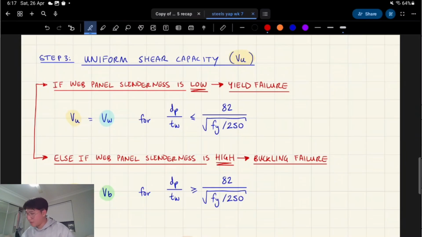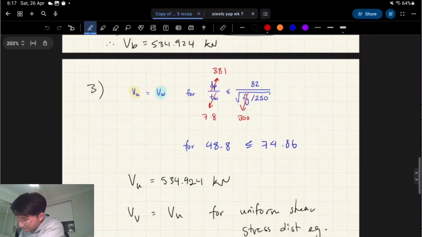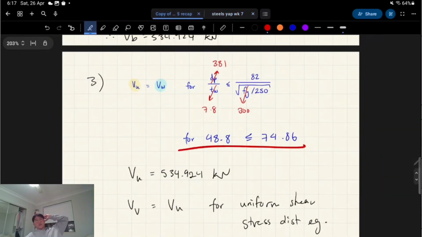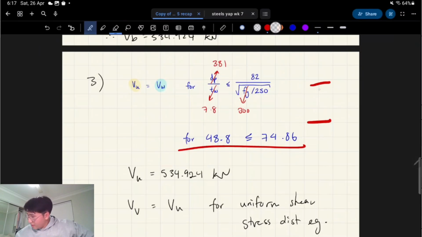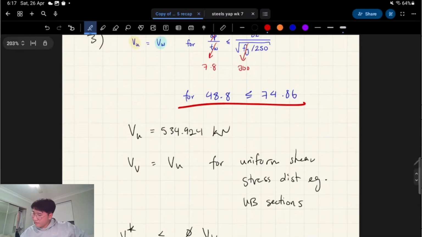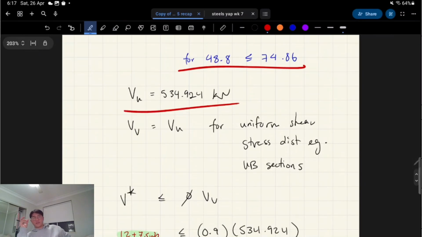Same thing happens for our web panel essentially, right? So we just do this check. In our case, we found that the first case was true, so it was a compact web. So our web looked a bit more like this, which is not really going to buckle. If it was super slender, it's going to buckle. So our uniform shear stress distribution is governed by yield failure.